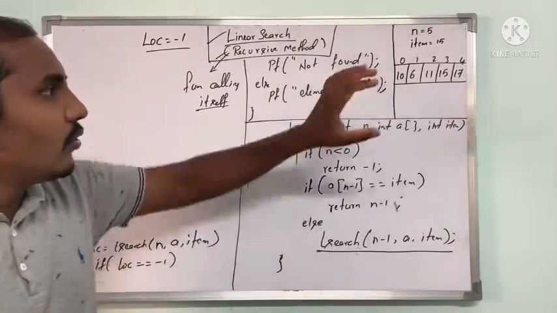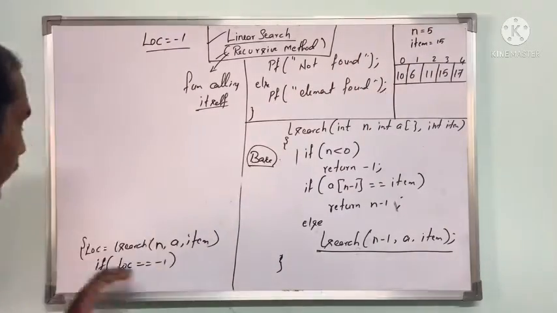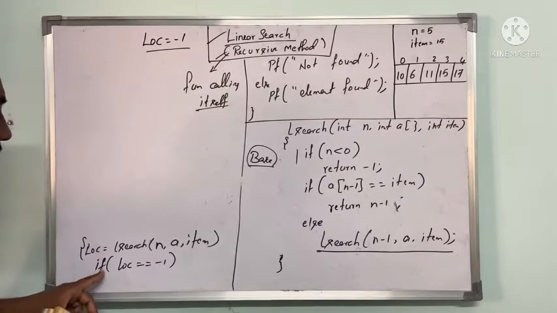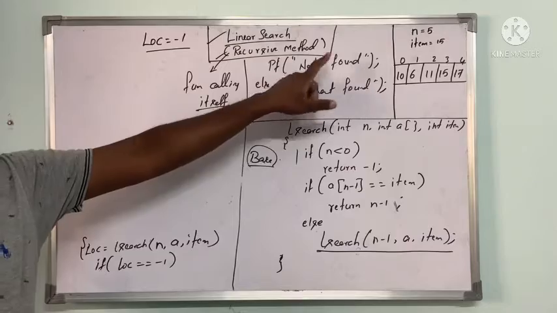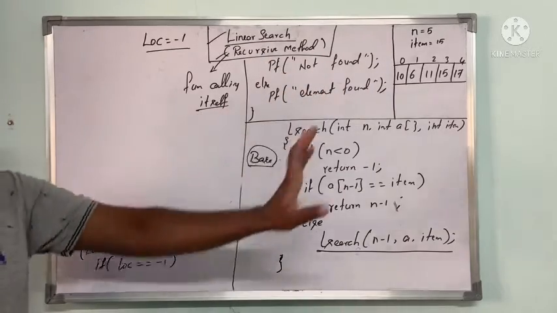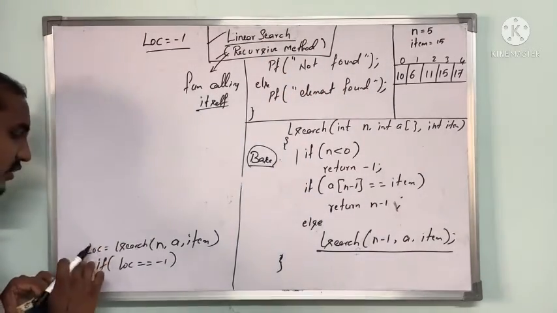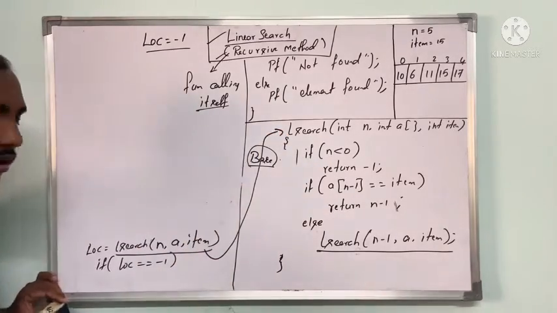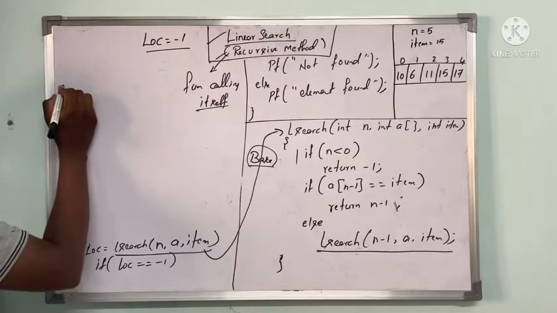In the main function, we are going to read this input, and we are going to have one if statement, where we'll be writing if location equals -1, we'll say element not found, else we'll say element found. So when this linear search function is called for the first time, this is the function call that we have.